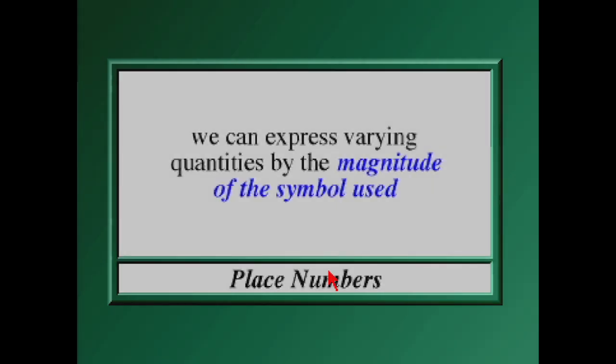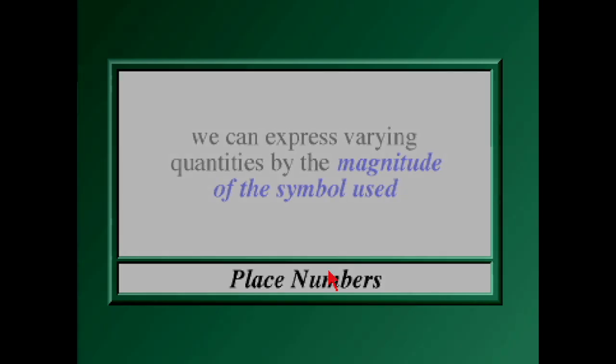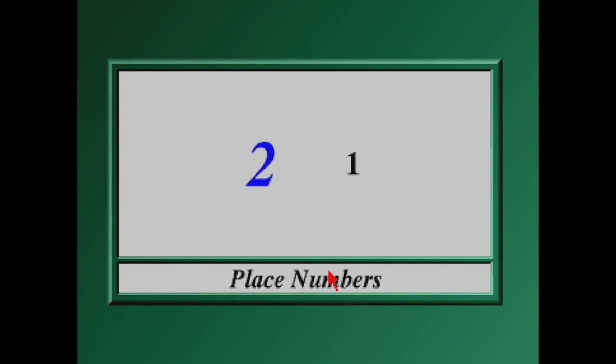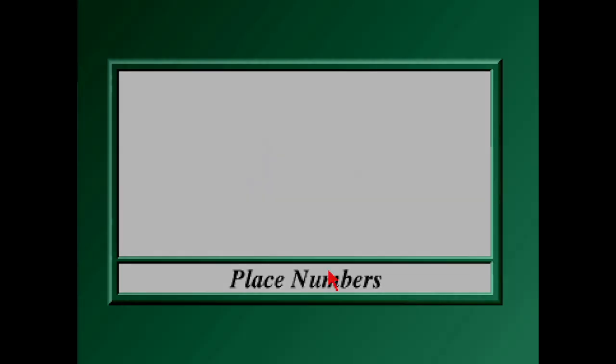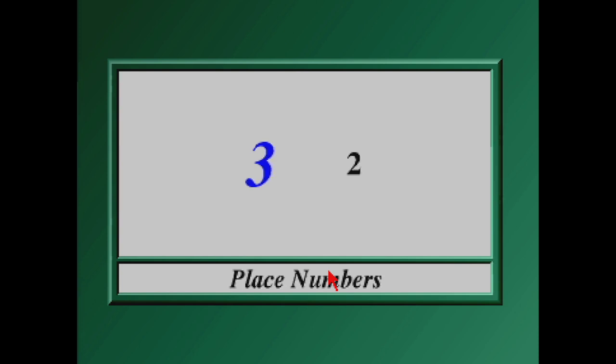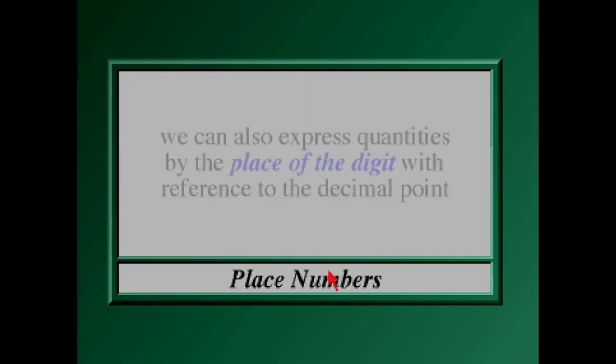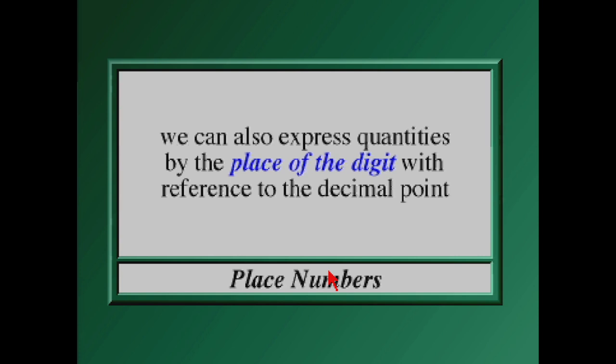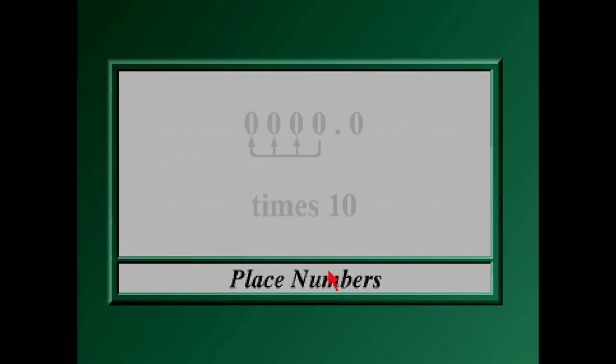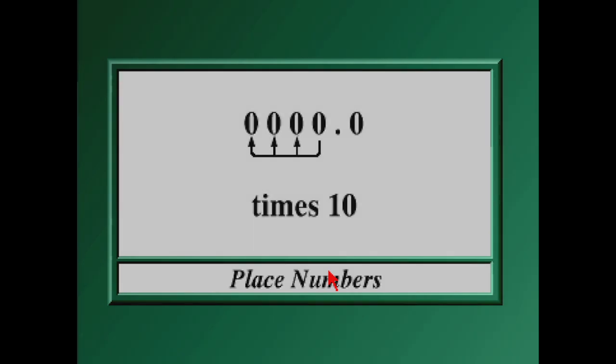We can express varying quantities by the magnitude of the symbol used. 2 has more value than 1. 3 has more value than 2. 4 has more value than 3, and so on. We can also express quantities by the place of the digit with reference to the decimal point. Each time we move a digit one place to the left of the decimal point, we multiply the value of the digit by 10.